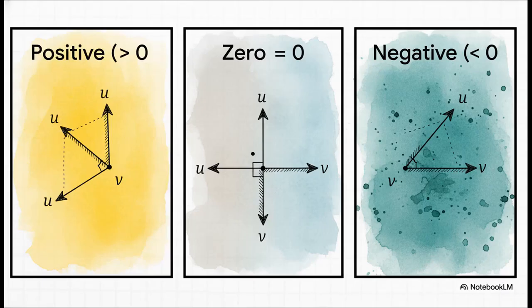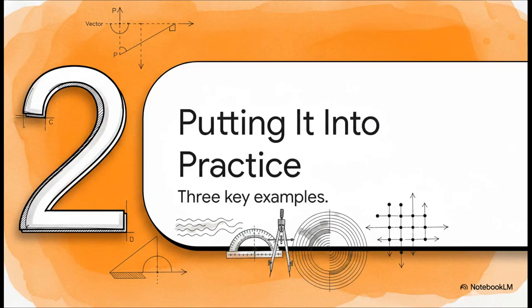So what that number, that scalar, tells you is pretty amazing. All you have to do is look at its sign. If the dot product is positive, it means the vectors are pointing generally in the same direction, so the angle is acute. If it's negative, they're pointing away from each other, and the angle is obtuse. But the most important one, the one you really want to remember, is when the dot product is exactly 0. That means the vectors are perfectly perpendicular. We call that orthogonal.